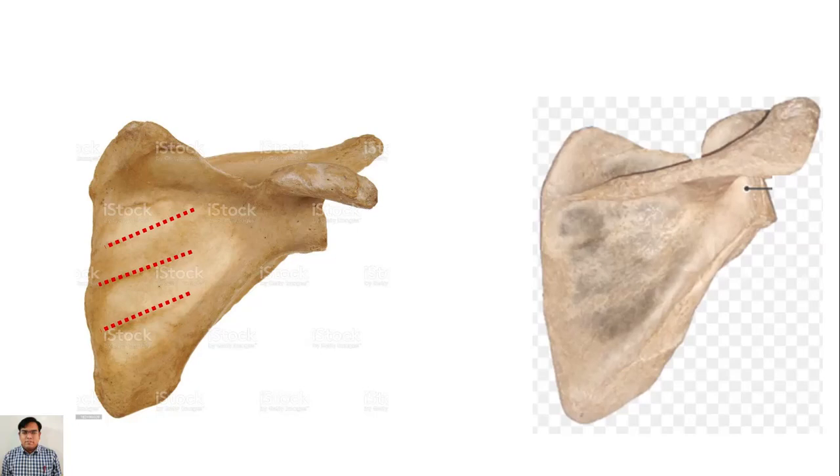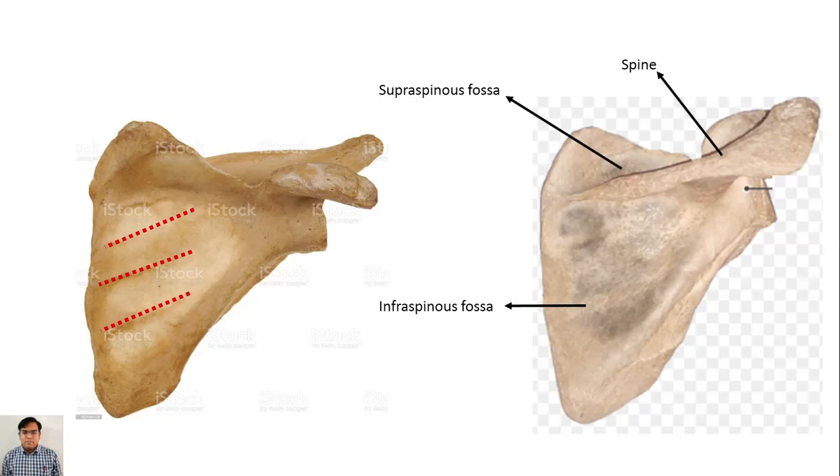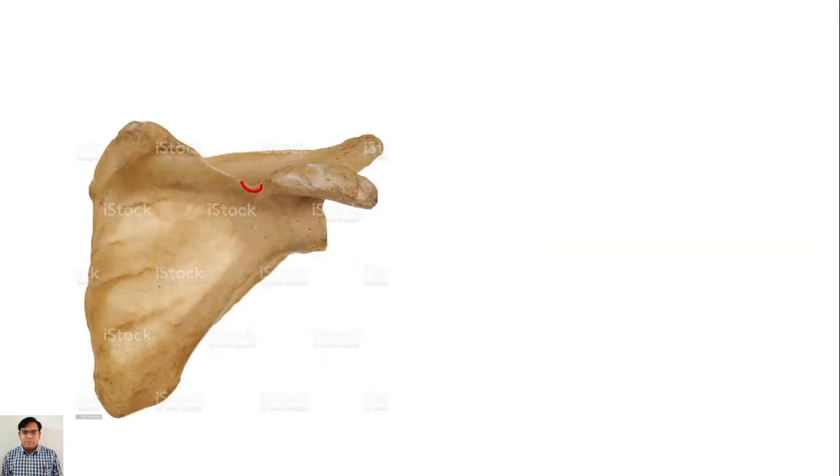And in the posterior surface there is a spine, and the spine divides the posterior surface into an upper smaller surface known as supraspinous fossa, since it is present above the spinous process, and the lower larger part is infraspinous fossa, since it is present below the spine. In the superior border there is a notch known as suprascapular notch.